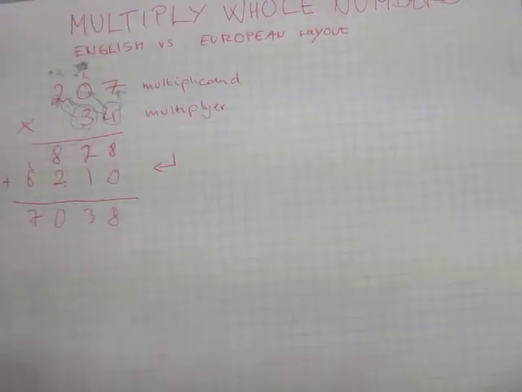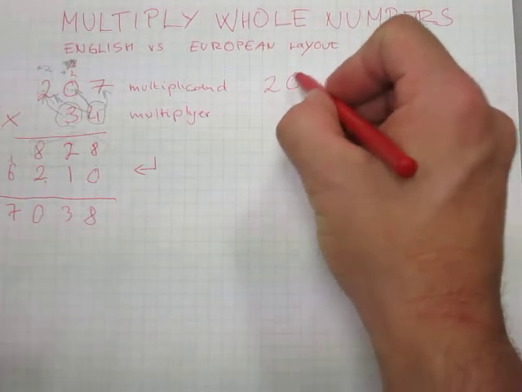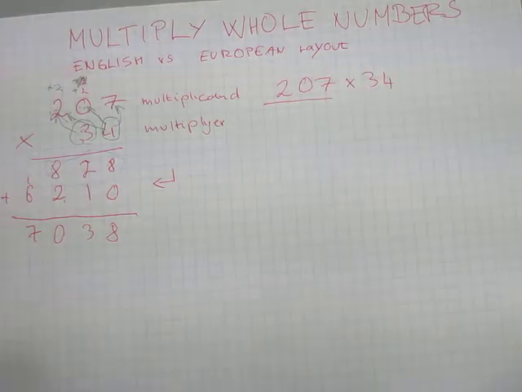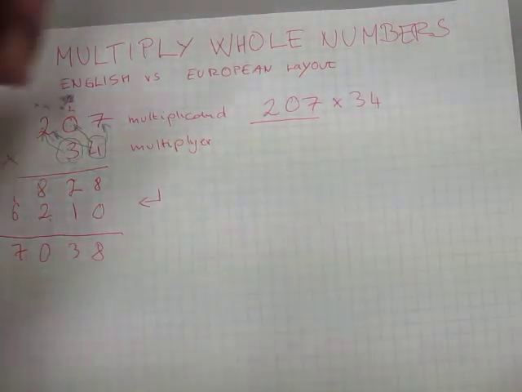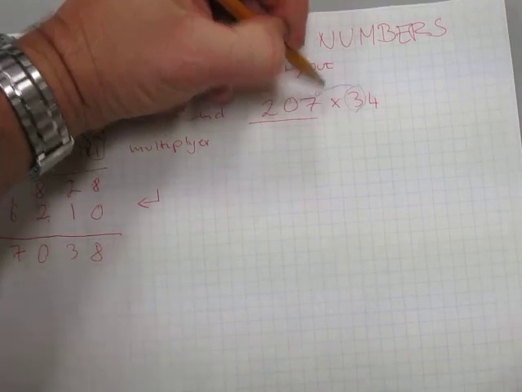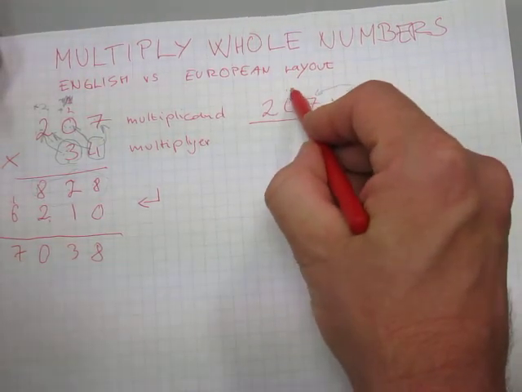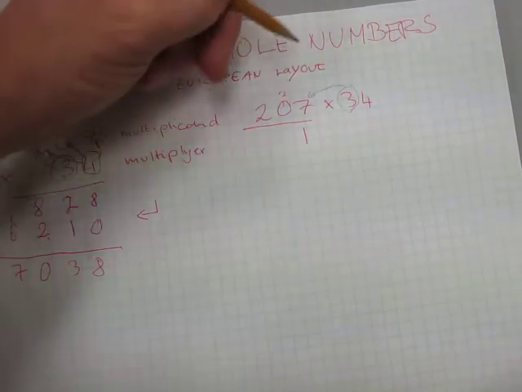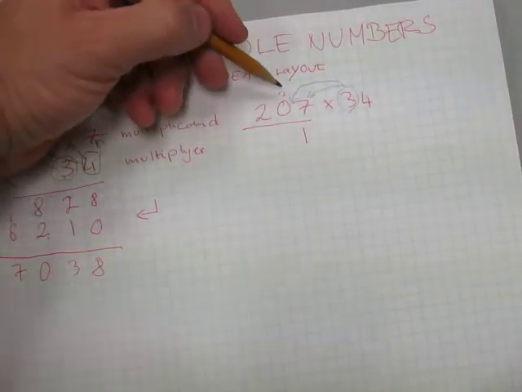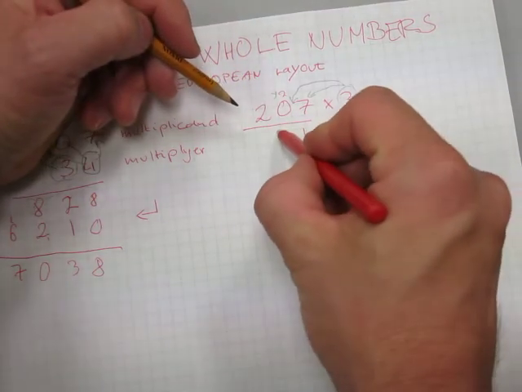Now with the European layout, it's the same thing, but laid out differently. 207 times 34, that's how it's written up, and you underline 207 there, and that's where multiplication starts. So in this one, you take the tens digit first and you multiply it with the ones digit there. 7 by 3 is 21, and the 2 gets written up there on top of the 10 because it's got a place value of 10. Next one, the tens digit in the multiplier gets multiplied with the tens digit in the multiplicand. 3 by 0 is 0, and you add the 2 to it. There's a 2.